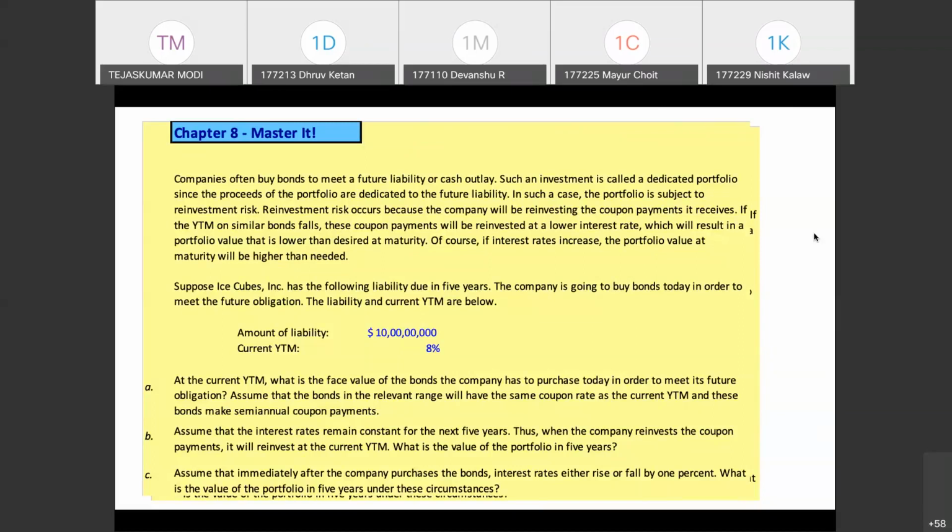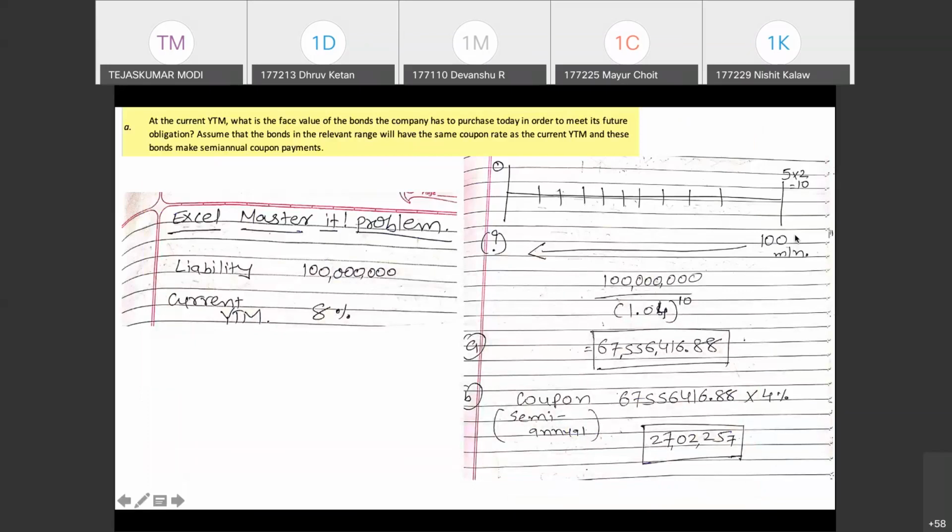So which formula should we use? Sir, should we use the present value formula? Yes, you are absolutely right. Wonderful, beta Devanshu.